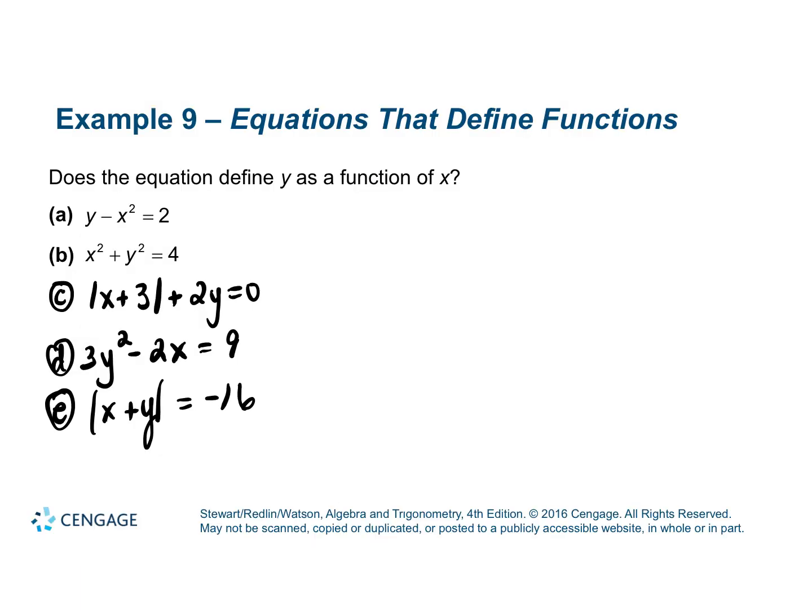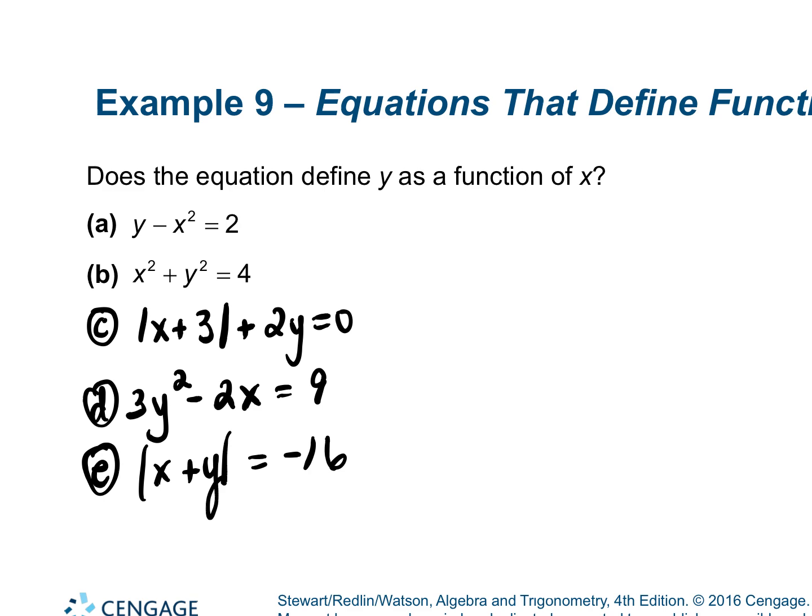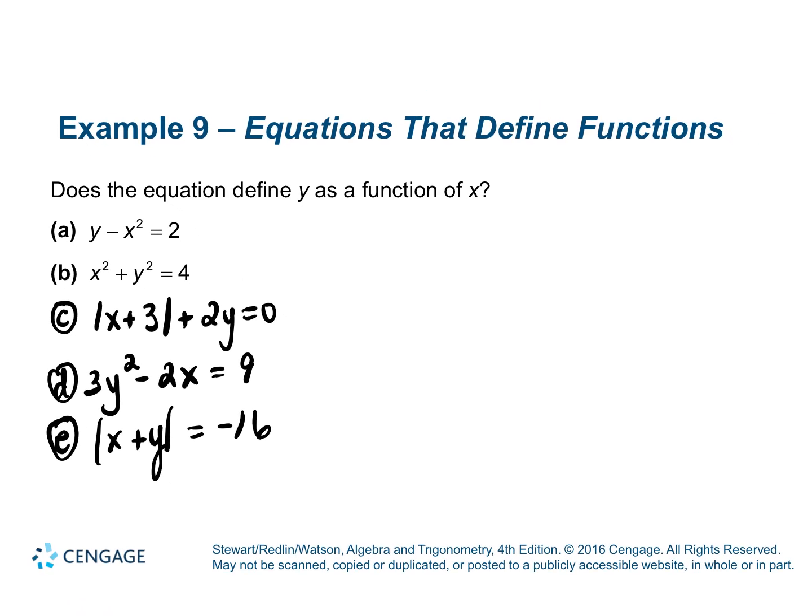So, equations that define functions. Does the equation define y as a function of x? Let's figure it out. So we have this A value. I'm going to do it right here on the side. We have y minus x squared equals 2. Now I want to make sure the y is by itself, so solve for y. I will do that by adding the x squared on both sides. I'll get y is equal to x squared plus 2. Now, since the y is not squared, we don't have an absolute value on the y, and everything else seems good. Yes, this is a function.